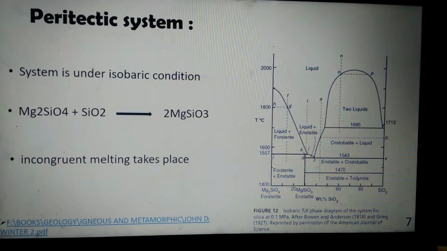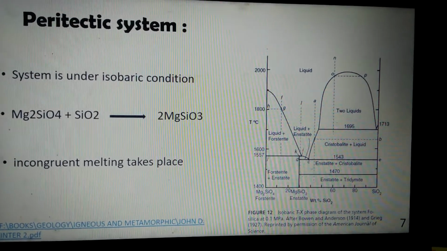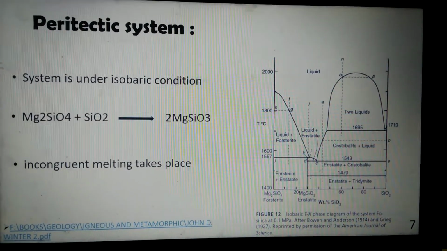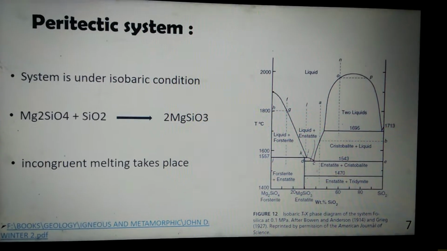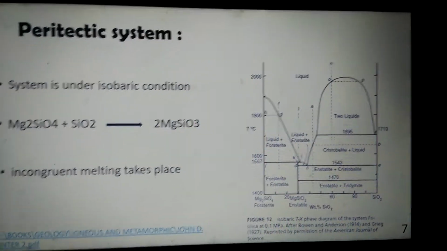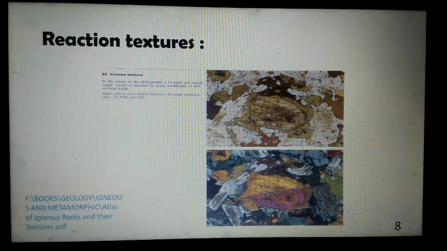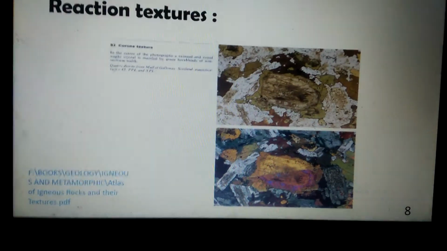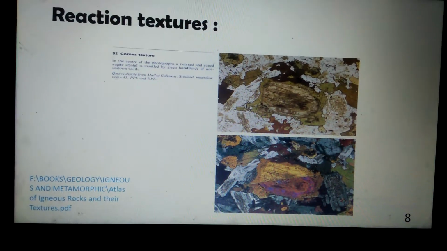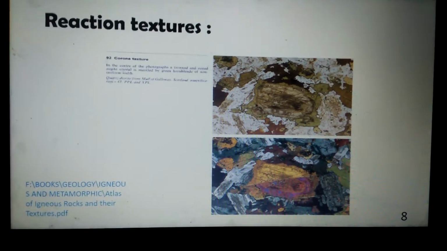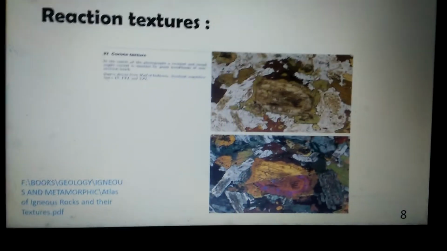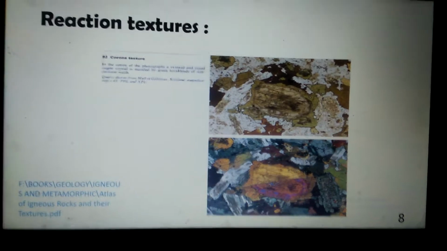As in the system, the forsterite has been rimmed by enstatite, we can find the zoning texture or the reaction textures. We can find the reaction textures, which are the corona textures, the rimmed textures.